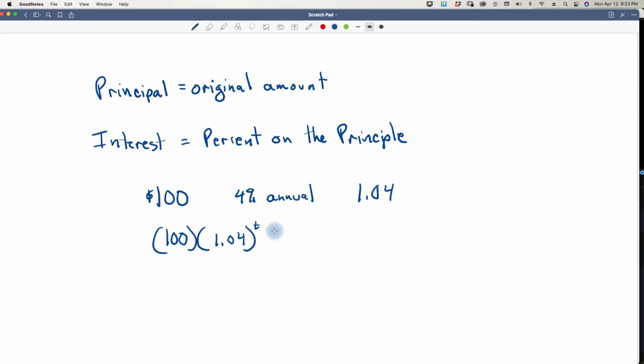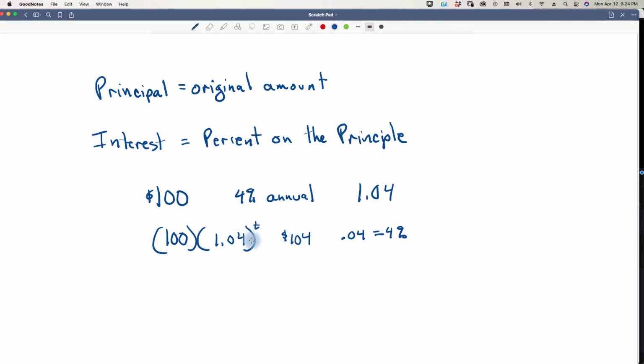In general, if a bank pays an interest rate of R, which is a percent expressed as a decimal, in this case 0.04 is 4%, right? So this is the original plus 4 more percent, and this is the original amount. So 100 times 1.04 is going to be $104. Okay?